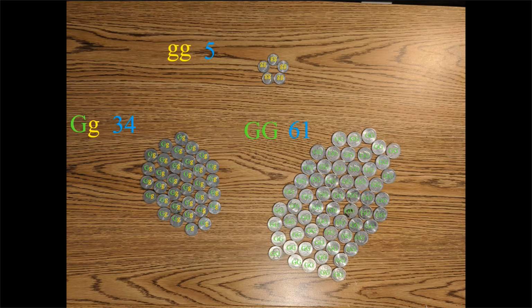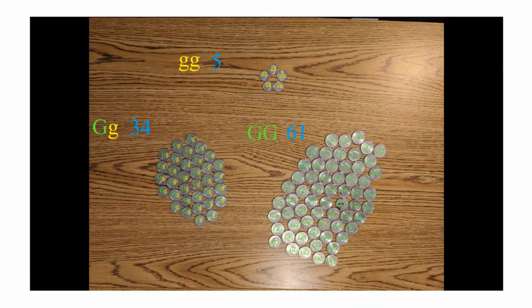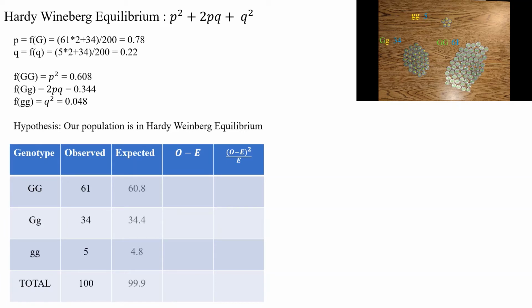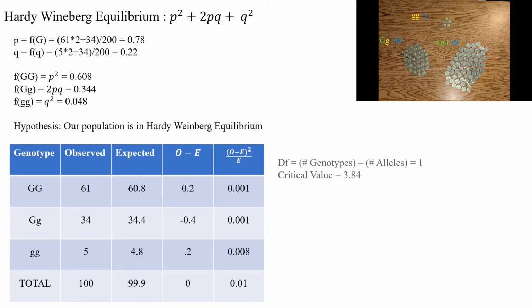If the number of genotypes in the population match the number of expected genotypes based on allele frequency, then the population is said to be in Hardy-Weinberg equilibrium. First, we must find the allele frequencies, then use the Hardy-Weinberg equation to solve for the expected number of genotypes in the population. Using a chi-square test, we can statistically check if the number of individuals that we observed is close enough to the number we would expect to consider the population in Hardy-Weinberg equilibrium.